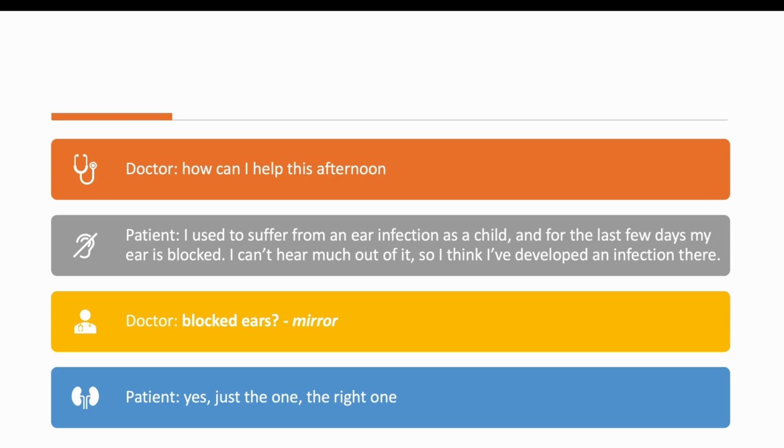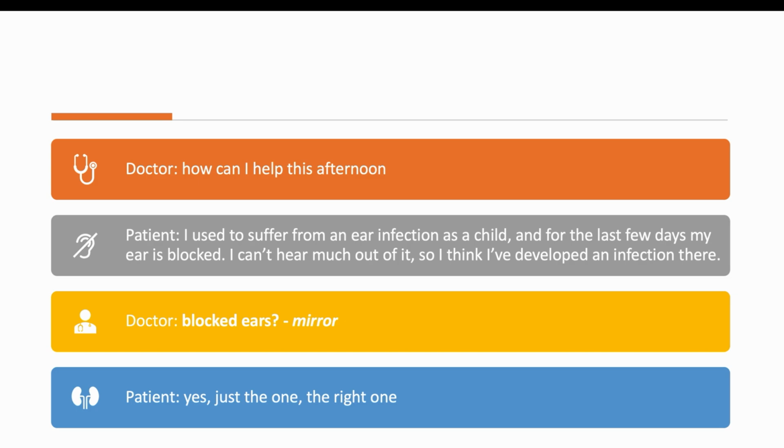Doctor: How can I help you this afternoon? Patient: I used to suffer with ear infection as a child, and the last few days, my ear is blocked. I can't hear very much out of it, so I think I have developed an infection there. The doctor: Blocked ears?